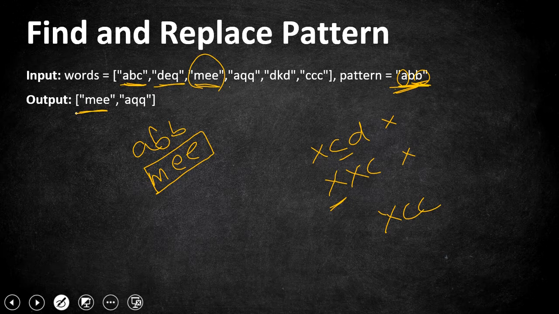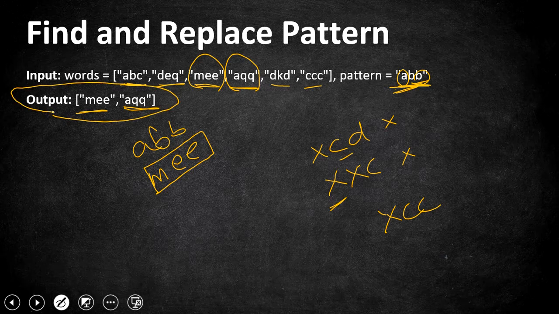Same way, the next string also has one repeated character and the other two characters are different. So this is also going to be added to our result list, and the other two strings are different from the pattern given. So we are not adding them to our list, and this is going to be our output. So how are we going to approach this?